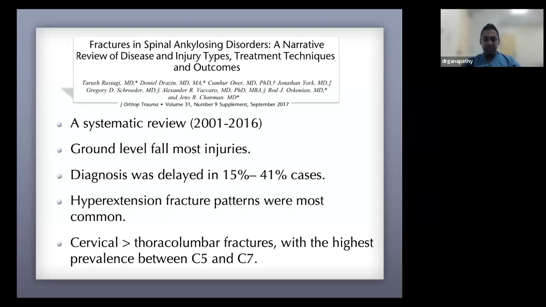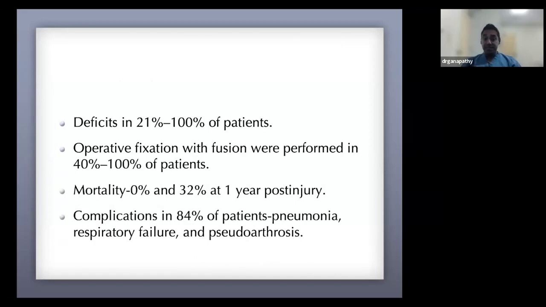Hyperextension injuries were more common, and we already know about the prevalence. Deficits were 21 to 100%. That's a staggering stat there. Operative fixation was performed in 40 to 100% of patients. Mortality was up to 32% in the first post-injury stage. Complications in their study were 84%. Again, no surprise, but that is very high.